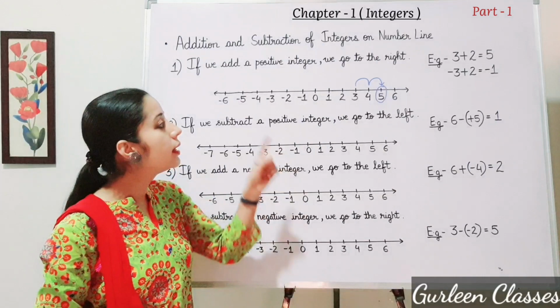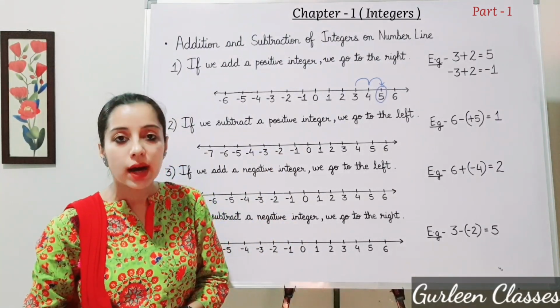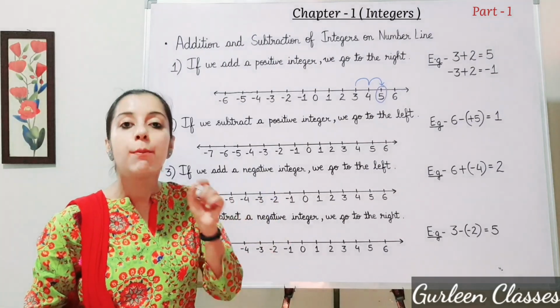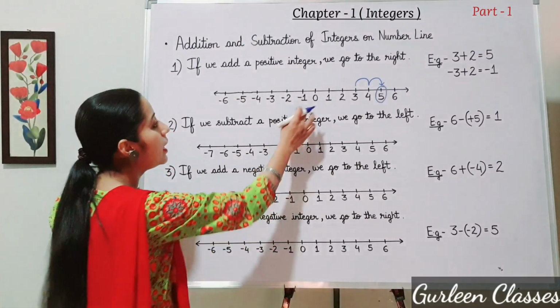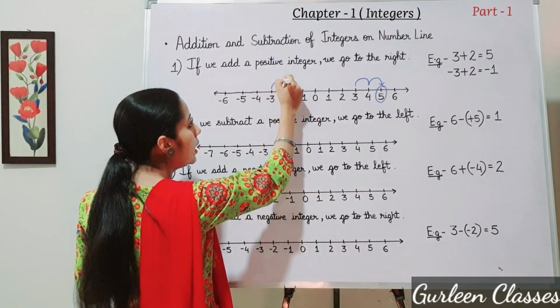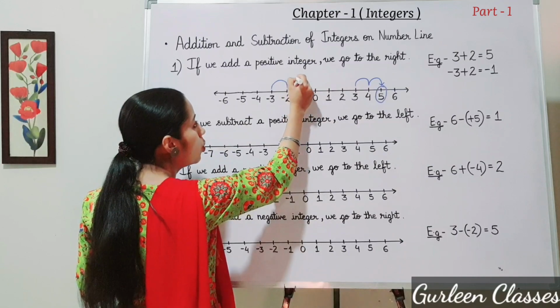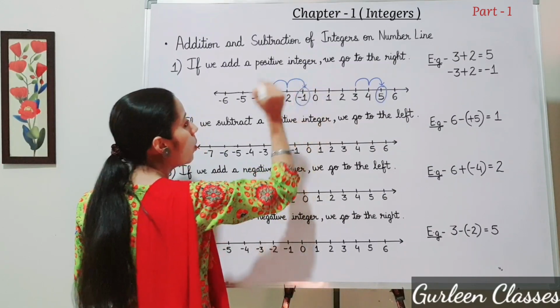Second example, minus 3 plus 2 is equal to minus 1. So here we are adding positive integer with minus 3. We know that negative integers are left of 0. So minus 3 plus 2. So move 2 steps forward. Correct answer is minus 1.